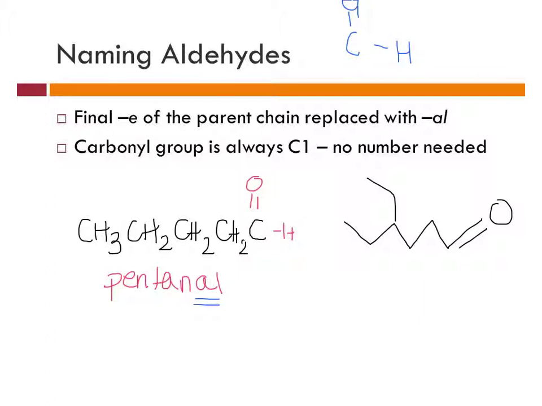The structure on the right is 1, 2, 3, 4, 5, 6, no matter which way you count. This chain is 6 carbons long. And with a 2-carbon substituent on carbon 1, 2, 3, 4, that gives us 4-ethylhexanal.